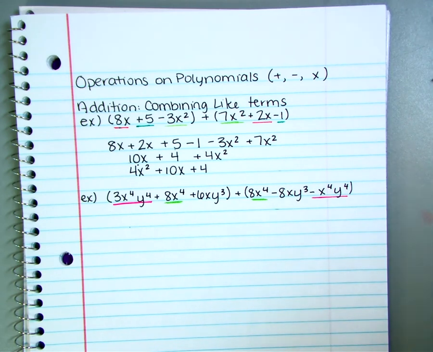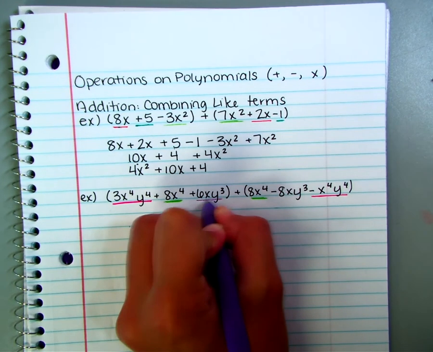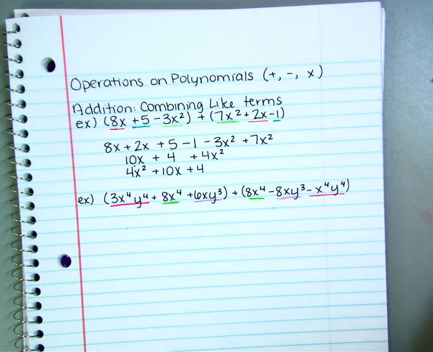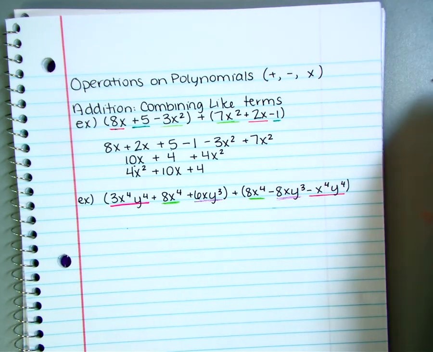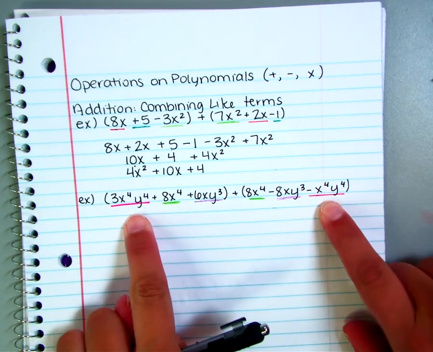And then let's see, we'll do purple. We've got a 6xy to the 3rd. And luckily enough, we've got a negative 8xy to the 3rd. And so this one, I'm not going to write out all the way. We're just going to use some mental math. So we're going to put our pinks together.